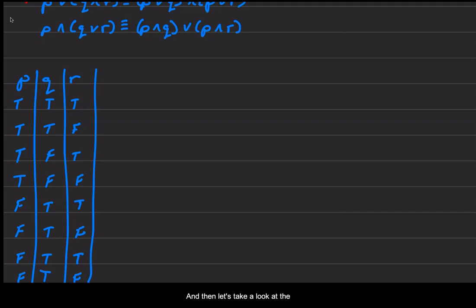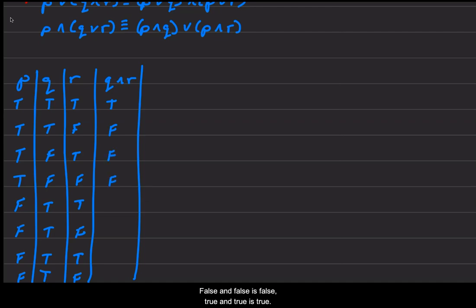And then let's take a look at the Q and R as our first thing that we'll examine. True and true is true. True and false is false. True and false is false. False and false is false. True and true is true. True and false is false. True and true is true. True and false is false.